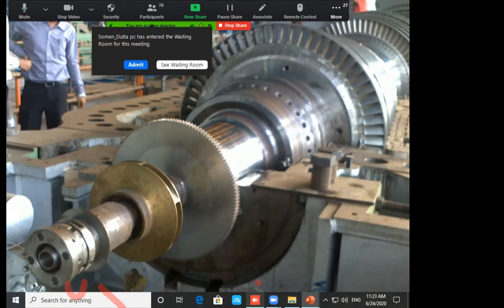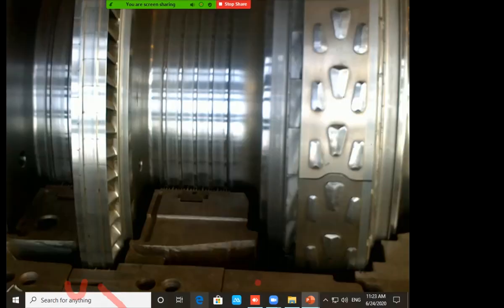By putting infrared light, we can measure the speed. That is your bearing, the bearing surface, and those are the moving blades. Next. So, moving blade, and that is the sealing surface over here.